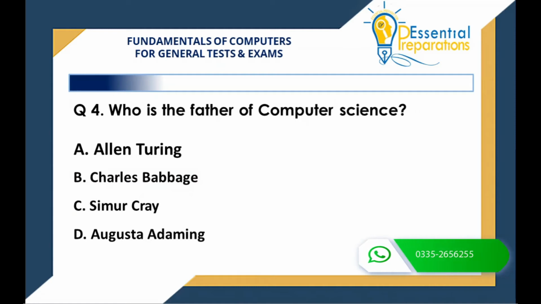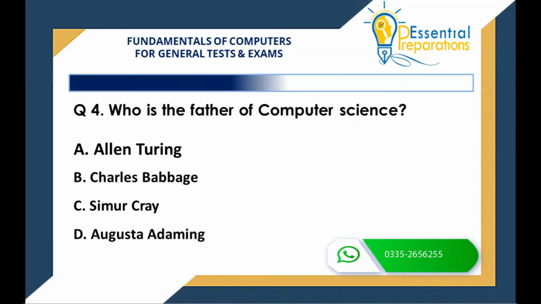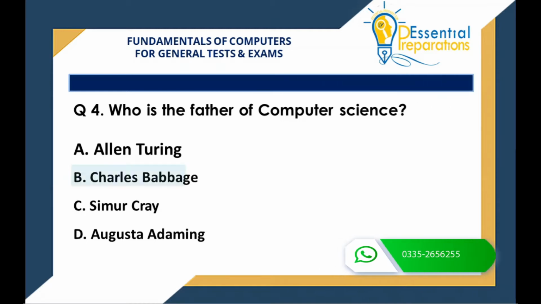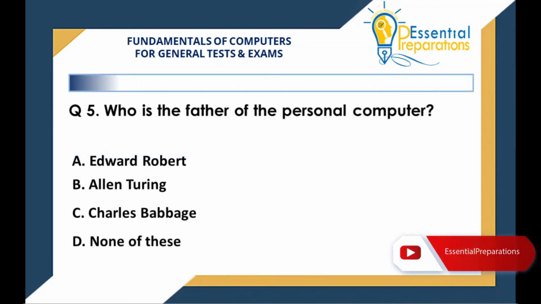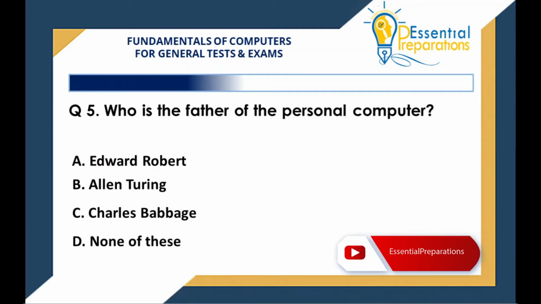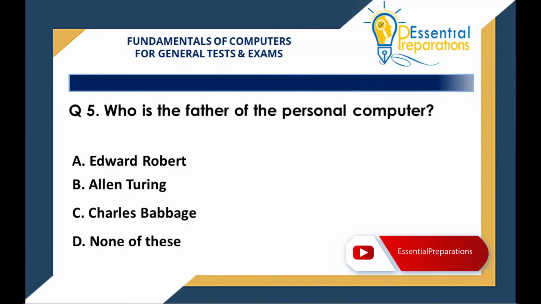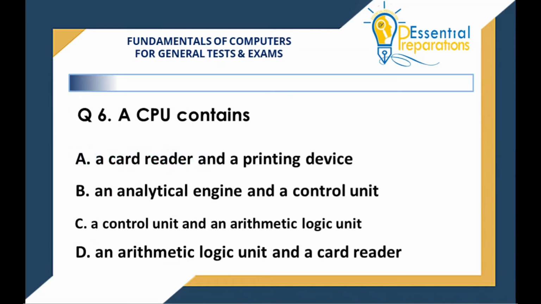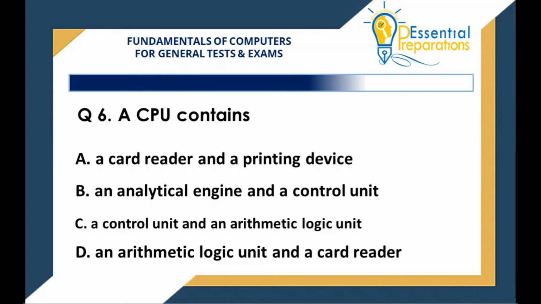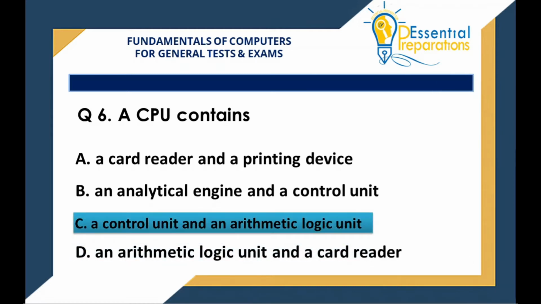Who is the father of computer science? A. Alan Turing. Who is the father of the personal computer? A. Edward Robert. A CPU contains C. A control unit and an arithmetic logic unit.